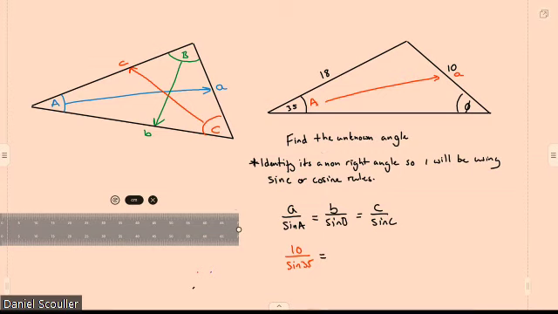What else have I been given? Well, this is my unknown. This is what I want to find out. So I'm going to call this one B. All right. And what's opposite B? Do I have that information? That's my side B. Okay. So my side b is 18. My sine B is my unknown, but that's okay. I'm wanting to find out an unknown. So let's just leave that there.